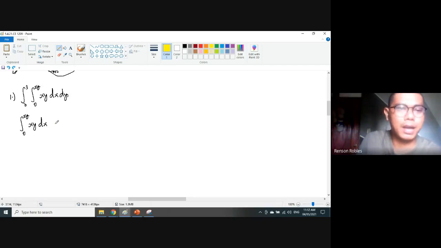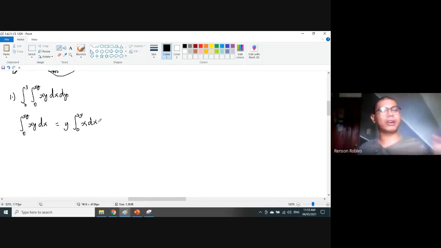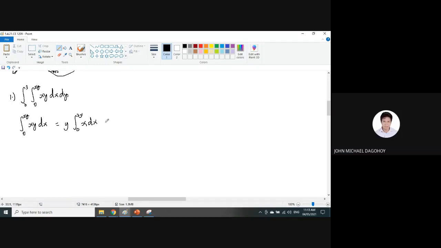Di ba kapag may constant tayo, we are just throwing it outside the integral symbol? Pag may constant, sabi lagi natin, tapon lang sa labas. We just throw it outside. So in this case, y will be treated as constant. So I will just throw it outside, and then I will execute the integration for x. So I only have to integrate x dx. You get my point? Yes po. Okay, and we continue.